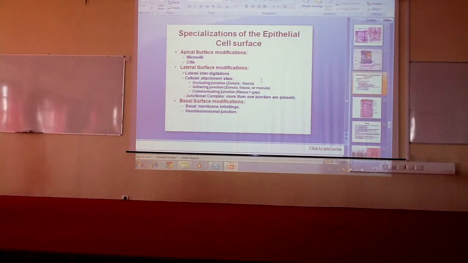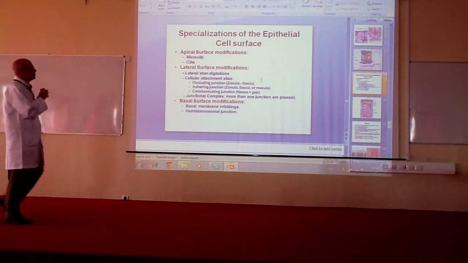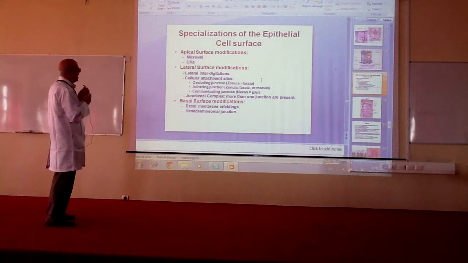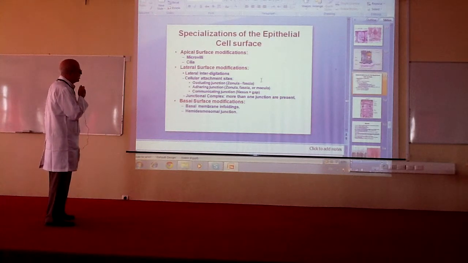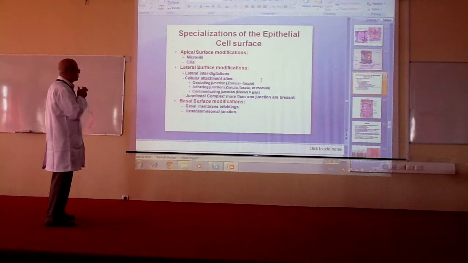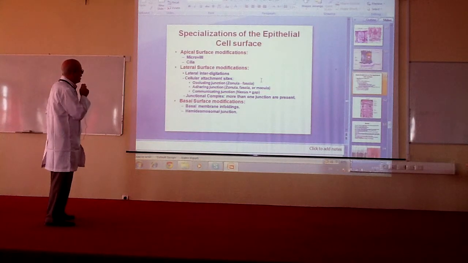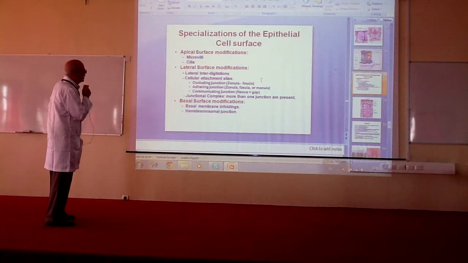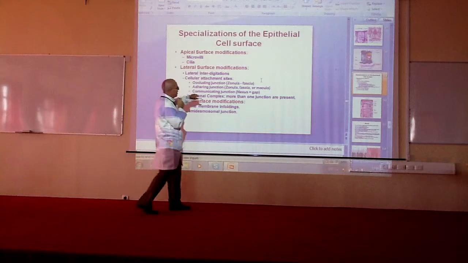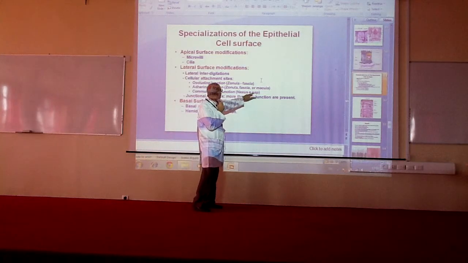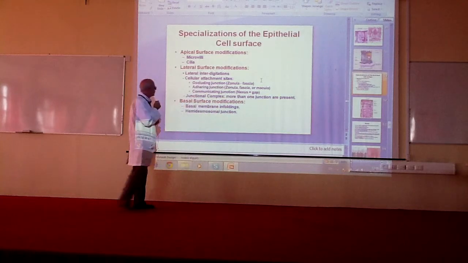Specializations of the epithelial cell surface are: apical surface modifications, microvilli and cilia; lateral surface modifications, lateral interdigitations and cellular attachment sites. What are these cellular attachment sites? Occluding junctions, adherent junctions, and communicating junctions, another name for which is nexus or gap junction. Leave this right now.